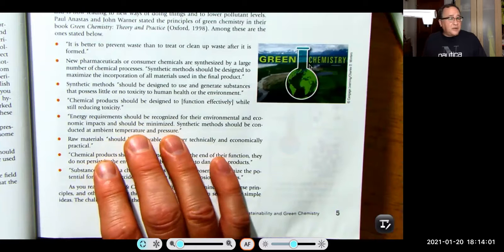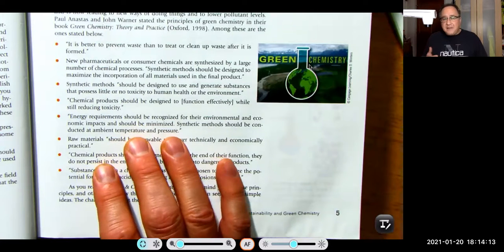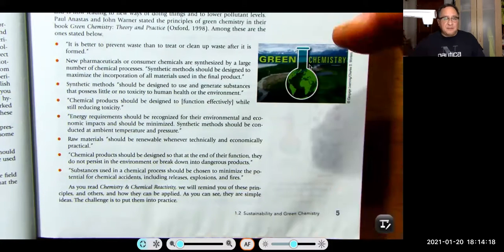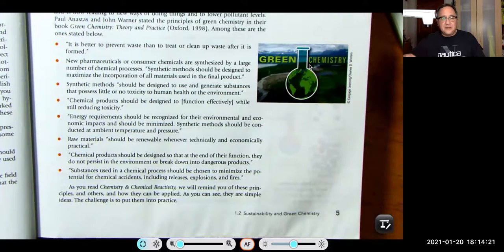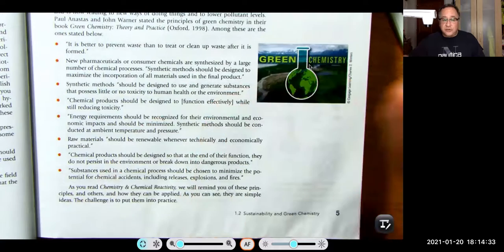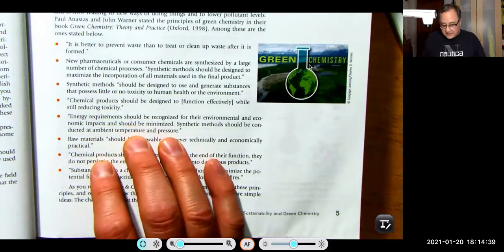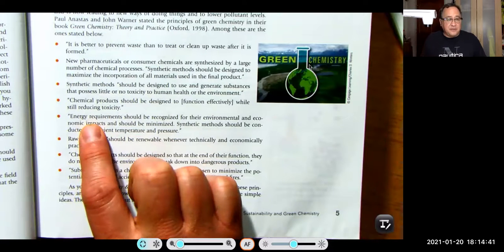Energy requirements should be recognized for the environmental and economic impacts and should be minimized. Synthetic methods should be conducted at ambient temperature and pressure. The reason they say ambient temperature and pressure is because you don't have to use any energy to keep the temperature at room temp. It is room temp. And you don't need to do anything to keep the pressure at atmospheric pressure. It takes energy to make it warmer or colder, and it takes energy to increase or reduce the pressure. So basically the idea here is not about temperature and pressure, it's about reducing the amount of energy required.